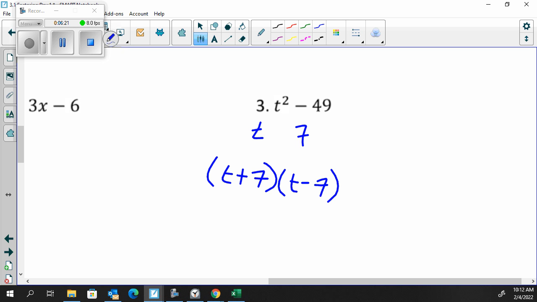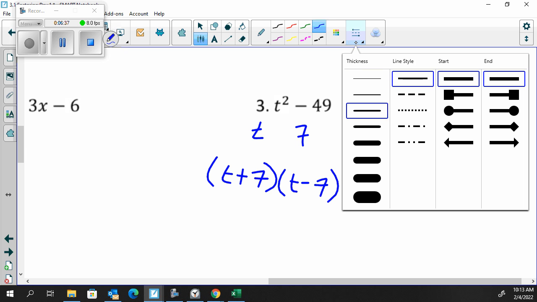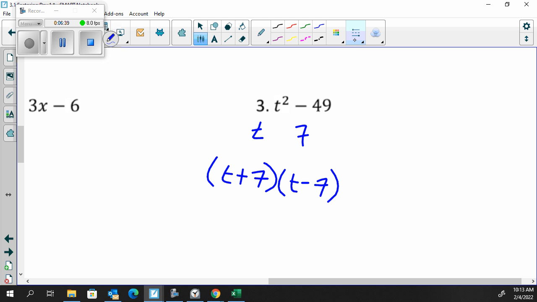It has to be subtraction right here. If it was addition, it wouldn't work. If the middle term was 0, we're going to do one like that in a second.